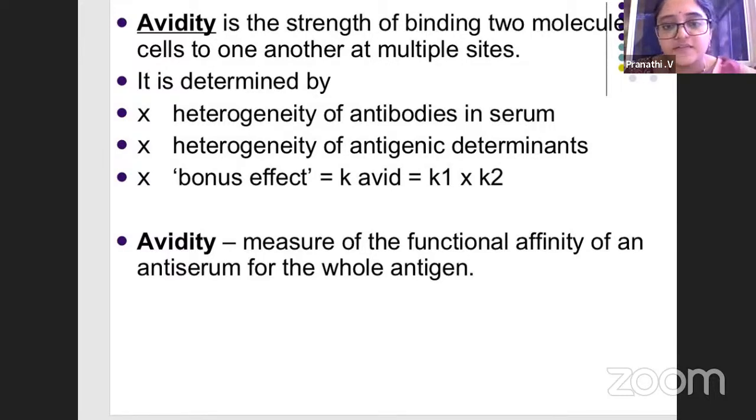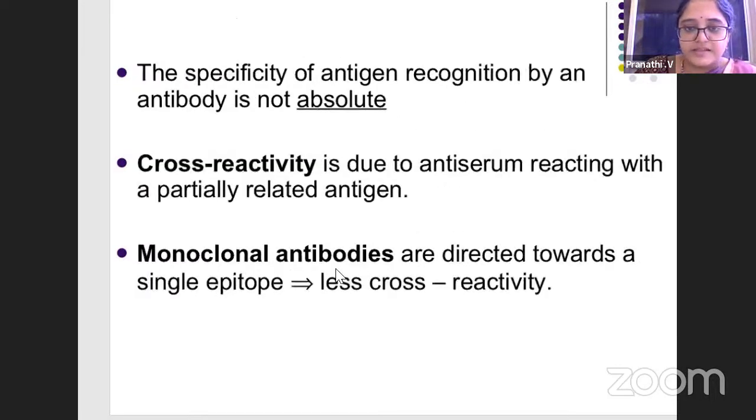So we have avidity, which is a measure of the functional affinity of an antiserum for the whole antigen. And specificity is when the antibody is not going to be absolute. You have cross-reactivity also taking place due to an antiserum reacting with a partially related antigen. Monoclonal antibodies are also directed towards a single epitope, and this is because of the cross-reactivity that is taking place.